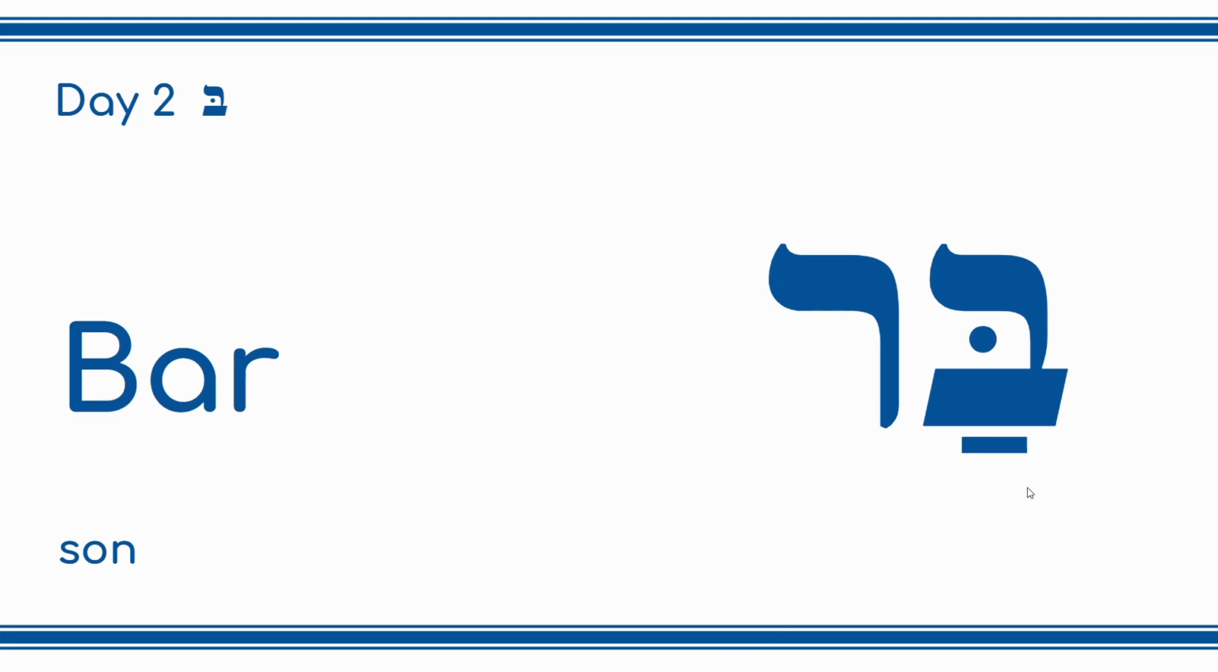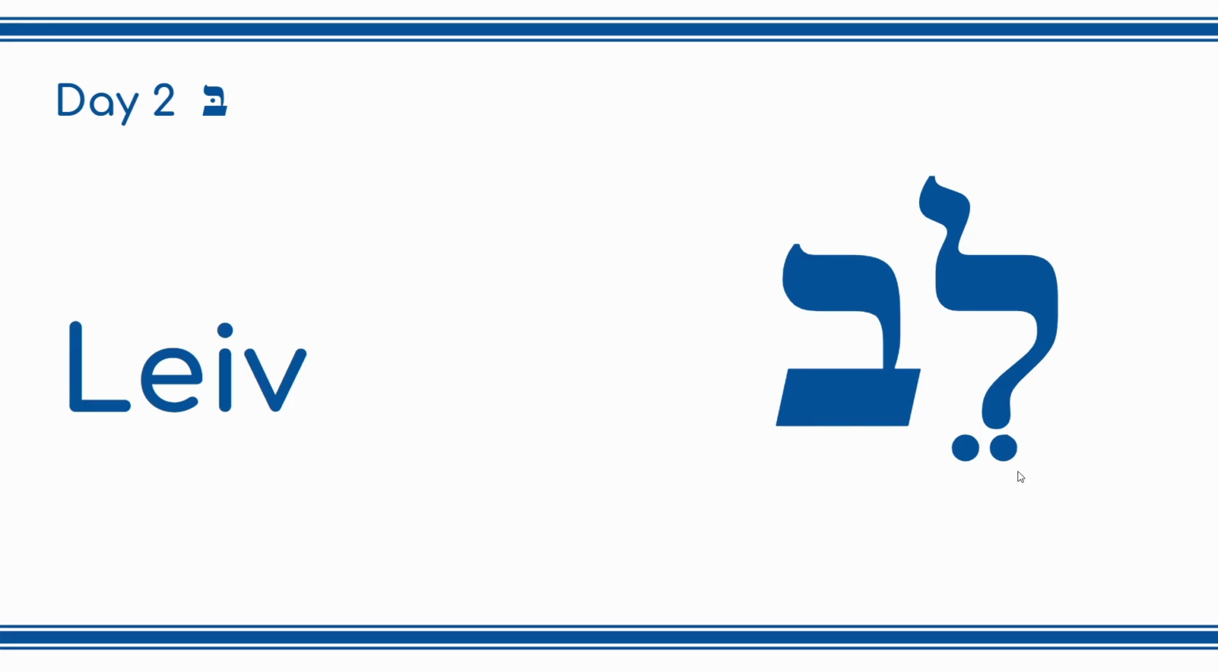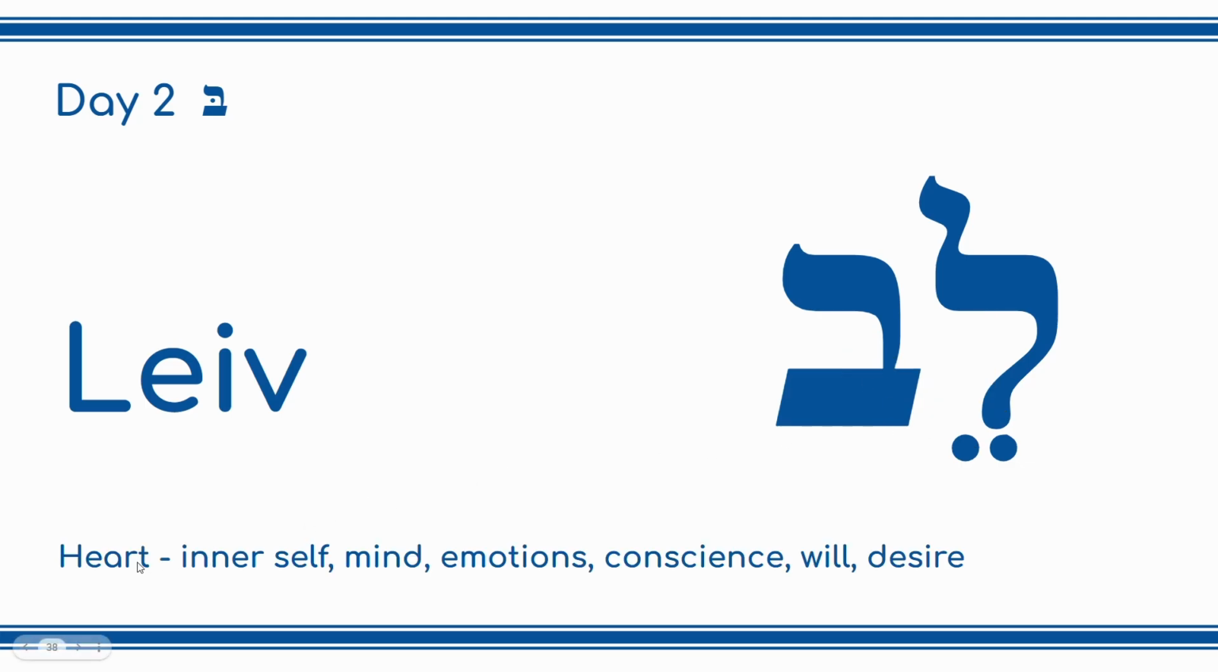Now let's take a look at another word. This is the word lave, and we're going to see how to pronounce this. This is lamed, L. And you've seen this vowel before. This is tsere. It makes an A sound. So L, A, lay. And then vet makes a V sound, V. Lave. And this word means heart.